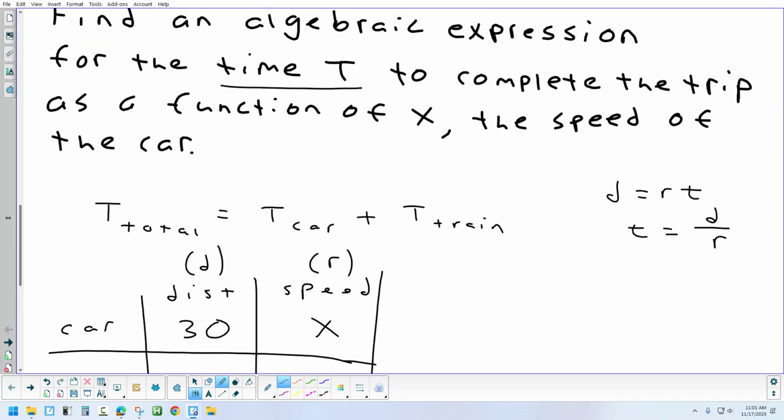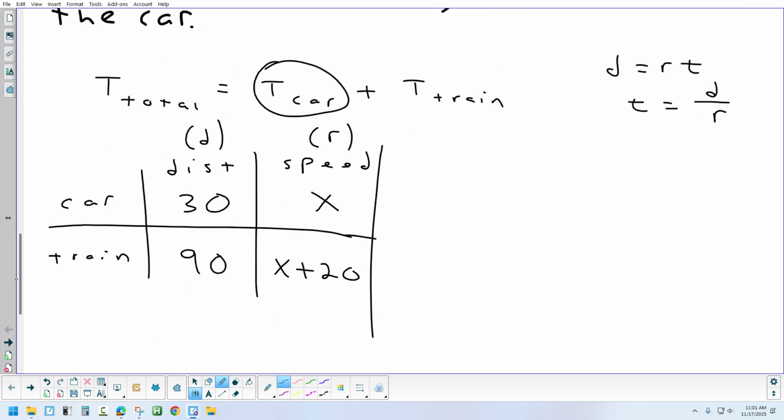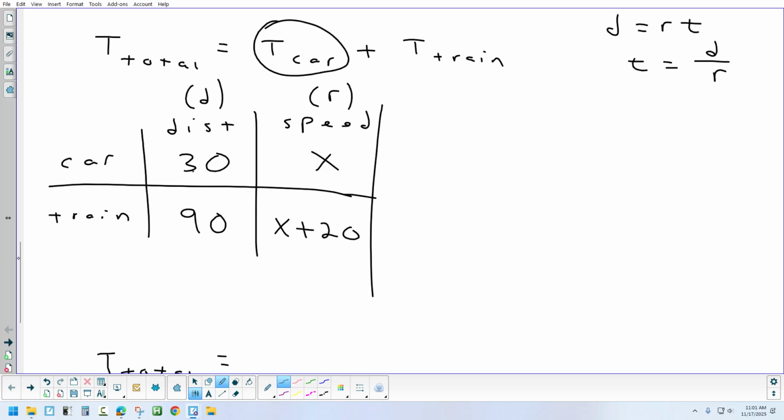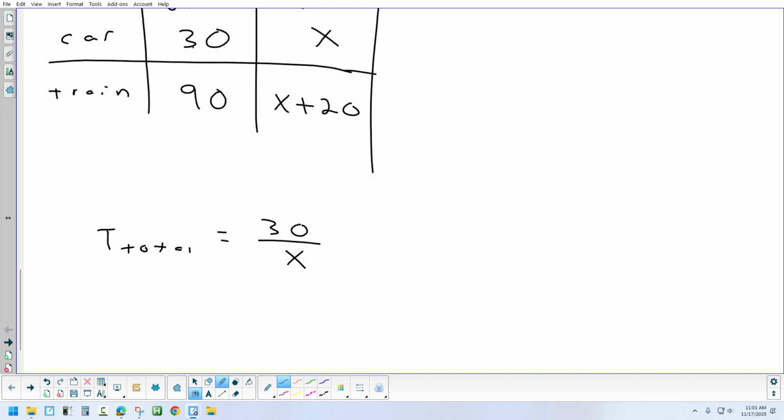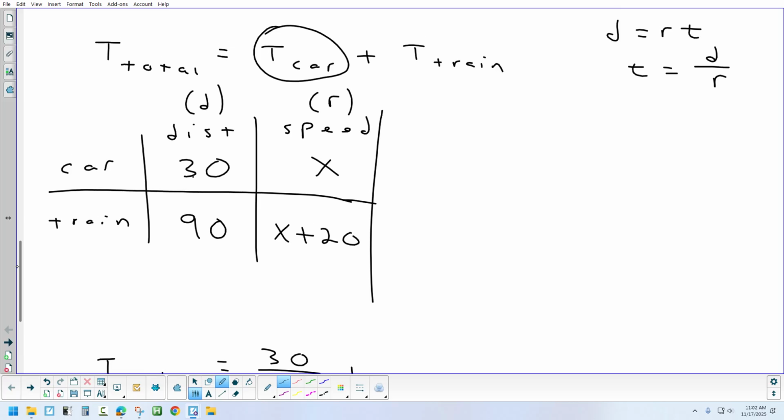All right, so let's start with the time that she spends in the car. Time is distance divided by rate. So the distance in the car is 30, and the rate of the car is x. That's the time that she spends in the car. 30 divided by x. We just need to know what x is. How would we write down the time that she spends on the train? 90 over x plus 20. Right, it's the distance on the train, which is 90, over the speed of the train, which is x plus 20.